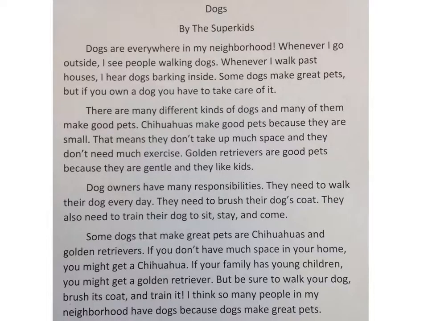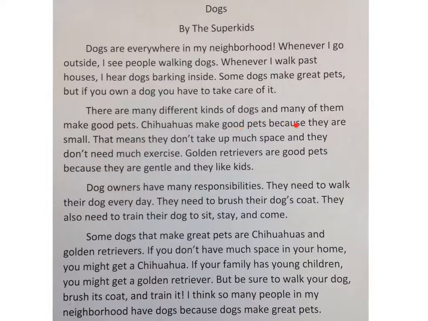The next example is a research report about dogs, and it's by the Super Kids. Dogs are everywhere in my neighborhood. Whenever I go outside, I see people walking dogs. Whenever I walk past houses, I hear dogs barking inside. Some dogs make great pets, but if you own a dog, you have to take care of it. There are many different kinds of dogs, and many of them make good pets.